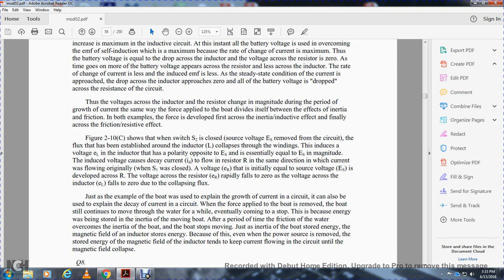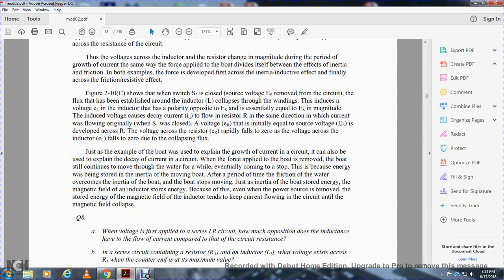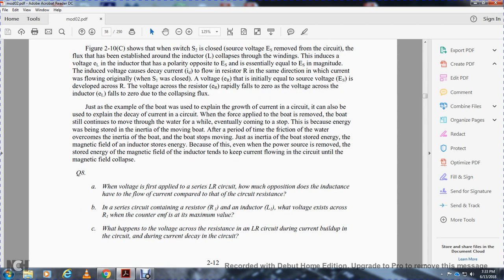The resistor voltage rapidly falls to 0, with the voltage across the inductor, the induced voltage, falling to 0 due to the collapsing flux.